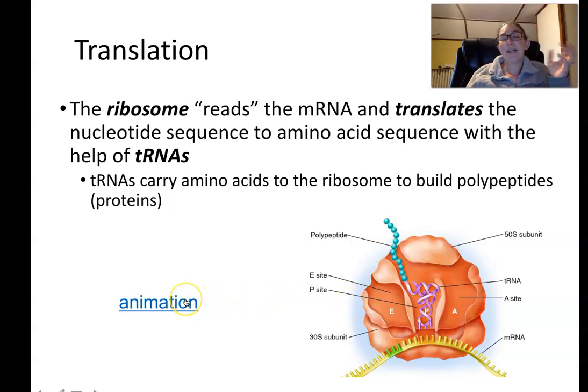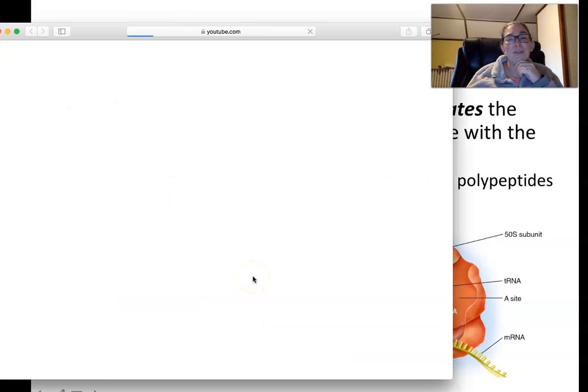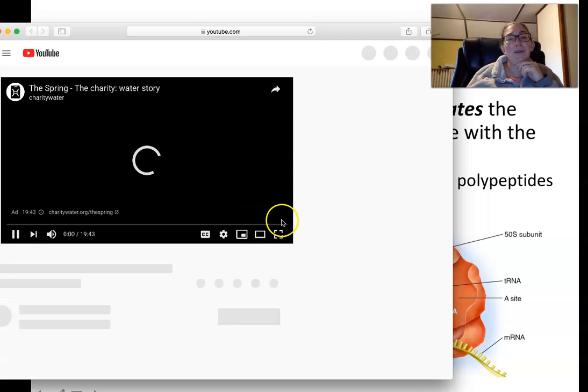So this is a very dynamic process, how the ribosome reads the mRNA, and they read it in little 3-letter segments called codons. And I feel like an animation is just a better way to really view and try to comprehend the process of translation. So we're going to watch a short animation here, probably after an ad.